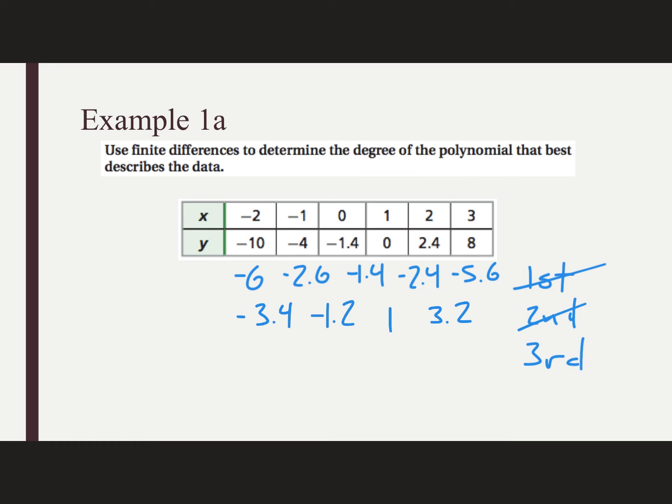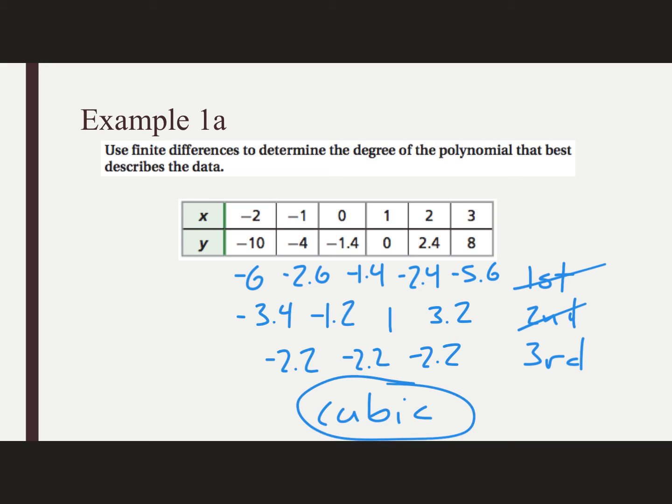We'll check the third degree. Negative 3.4 minus negative 1.2 is negative 2.2. Negative 1.2 minus 1 is negative 2.2, and then 1 minus 3.2 is also negative 2.2. All of them match, so it is a third degree, or cubic, polynomial. If we plotted all of these points on a graph and connected them with the curve that fits them best, it's going to be a cubic polynomial.